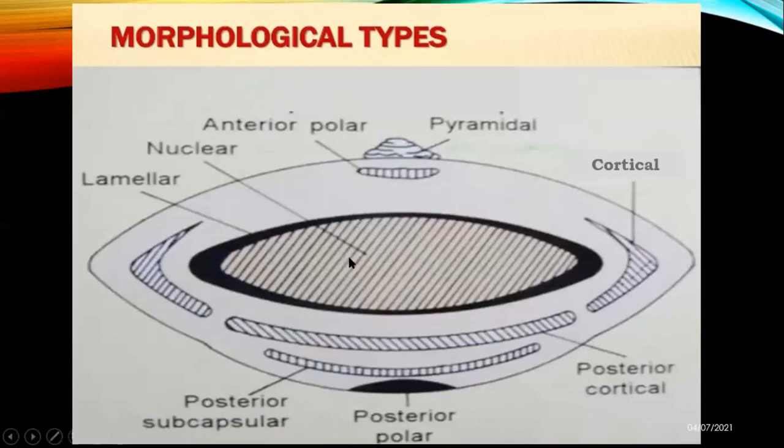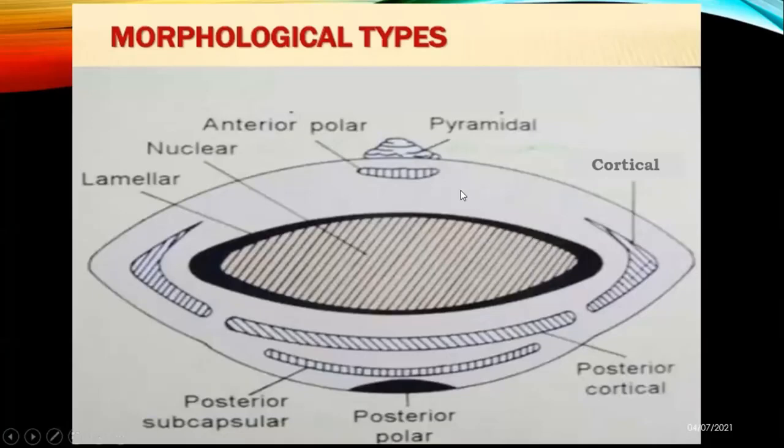There are several morphological types of cataract, and the most common is the nuclear cataract, which is sclerosis and gradual loss of transparency within the central nuclear part of the lens. And there can be cortical cataract, that is clouding in the cortical areas of the lens, and opacification in the posterior subcapsular area, and posterior polar cataract, anterior polar cataract or pyramidal cataract, or kinds like lamellar cataract.